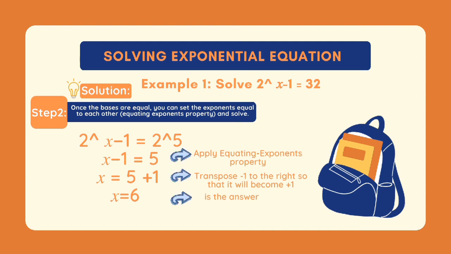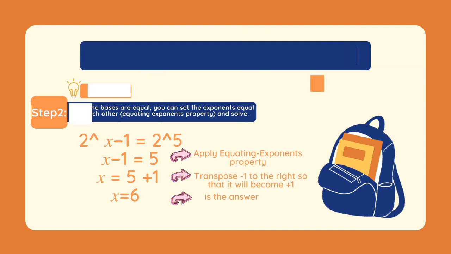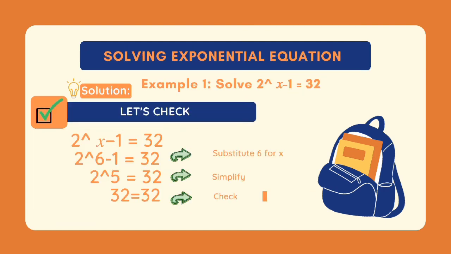Apply the equating exponent property. The answer is x minus 1 equals 5. And transpose negative 1 to the right so that it will become positive 1. Our answer is x equals 6. So, let's check. Substitute 6 for x, we will get 2 raised to 6 minus 1 equals 32. And let's simplify. We will get 2 raised to 5 equals 32. And our final answer is 32 equals 32.